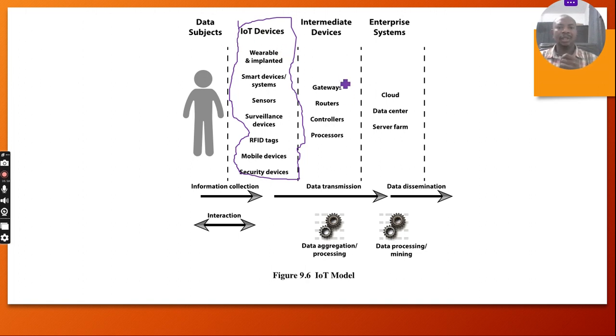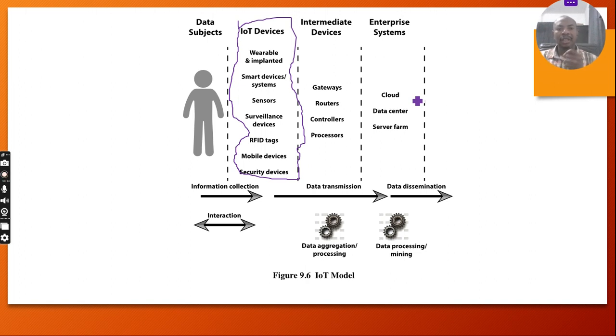After that, we have the Internet of Things devices, like your microchip. Sometimes they place chips inside your body. They can place microchips inside your body, wearable and implanted. They can implant them in your body. These are also Internet of Things devices. All these microchips that we can implant in our body and go and be spying in other places, these are Internet of Things. Then smart device systems, they are Internet of Things.